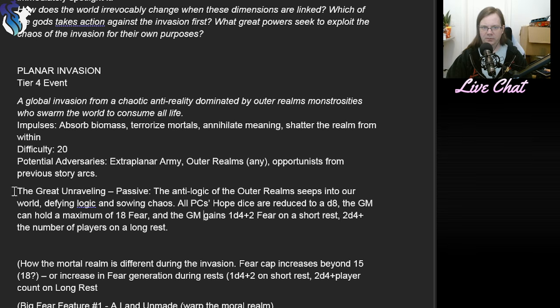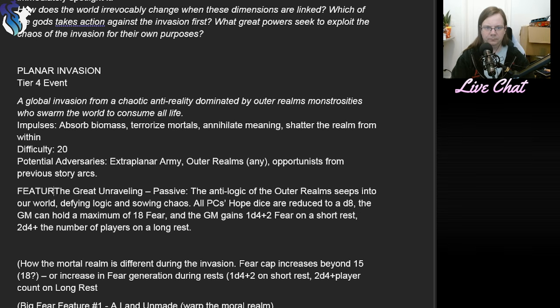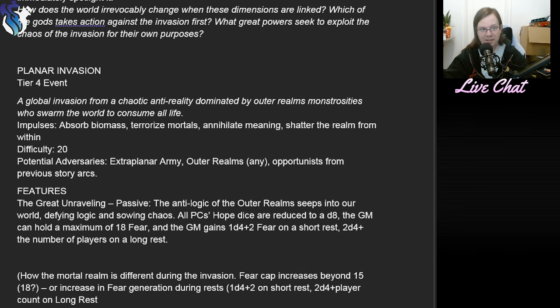Right, so here's the baseline for planar invasion. All PCs' hope dice are reduced to d8s. The GM can hold a maximum of 18 fear, and the GM gains more fear during rests. That is as bad as it gets. And then, drawing on Captain Cosmos' idea, we're going to have things that will let the players claw back.